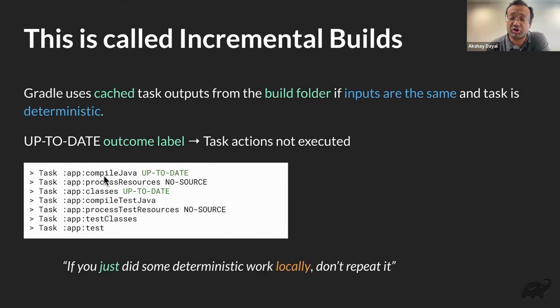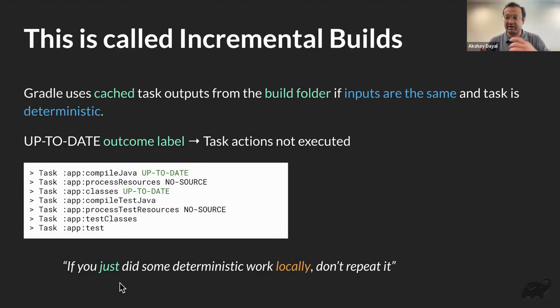And you'll see this in the console output. Whenever you execute tasks, next to the task, there is an outcome label. And if you see the up-to-date outcome label, that is telling you that, hey, Gradle reused the existing outputs in the build directory because it noticed the inputs have not changed, and this task is deterministic, and so it didn't have to run that expensive action, and it saved you some time. So up-to-date means we just reuse the existing output.